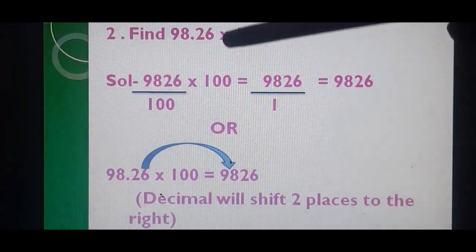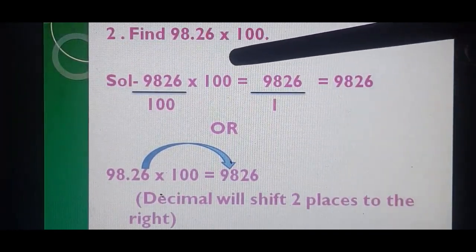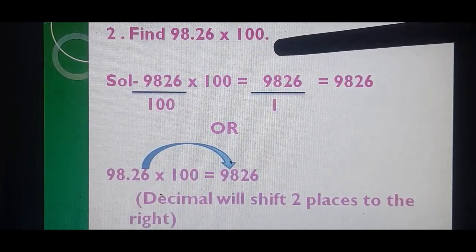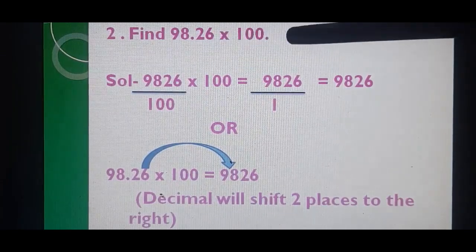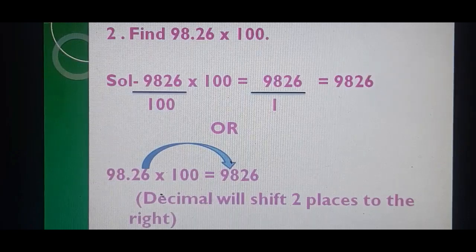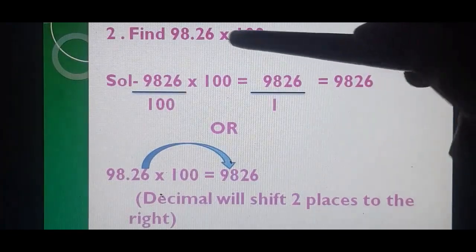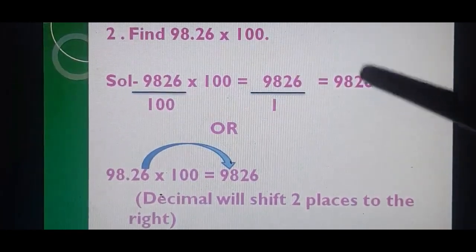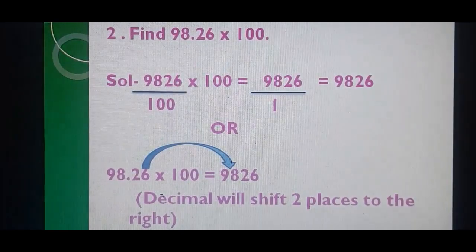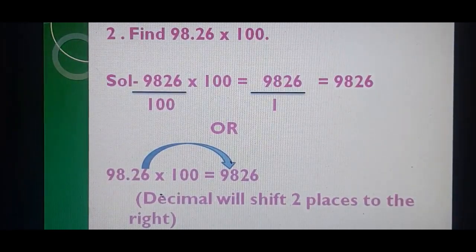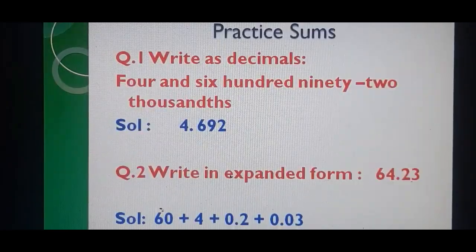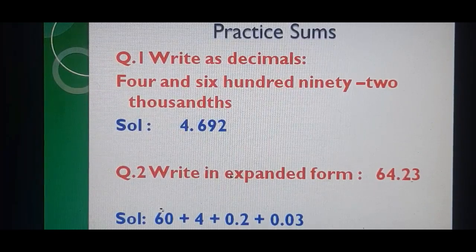Similarly, if we are multiplying any decimal number by 1000, then the decimal will move 3 places to the right. If it is multiplied by 10, the decimal will move 1 place to the right. Multiply by 100, the decimal will move 2 places to the right. Multiply by 1000, then the decimal will move 3 places to the right. Now after understanding the definitions and properties, we will do practice sums.